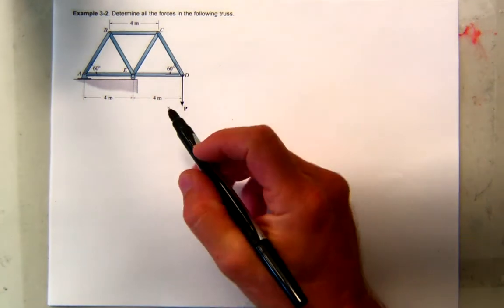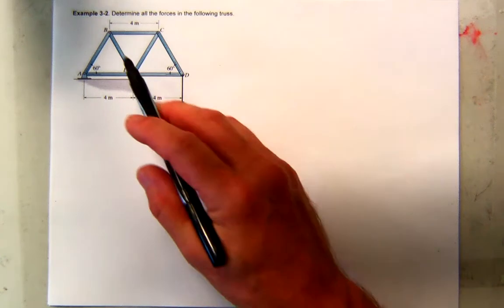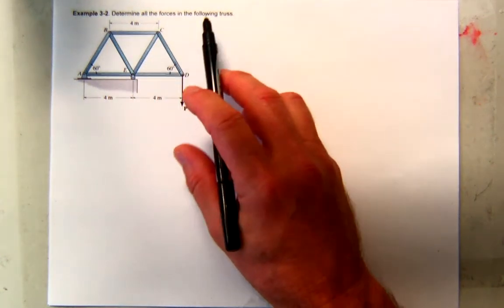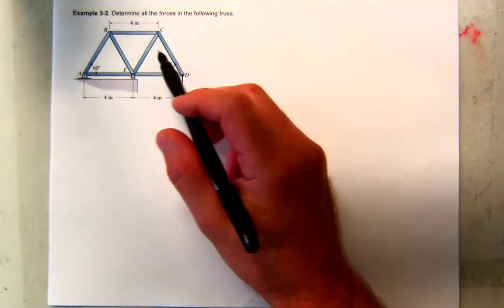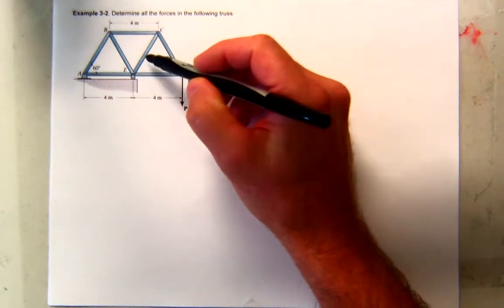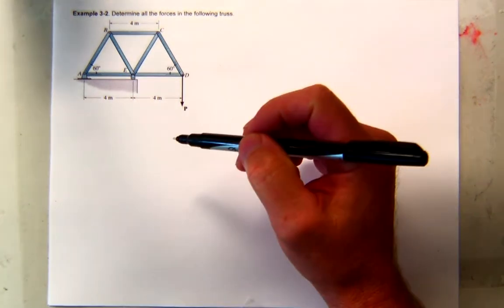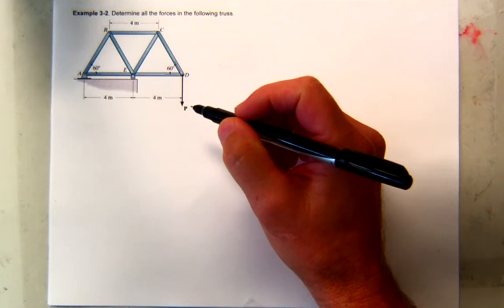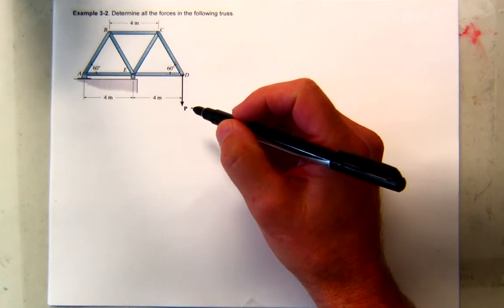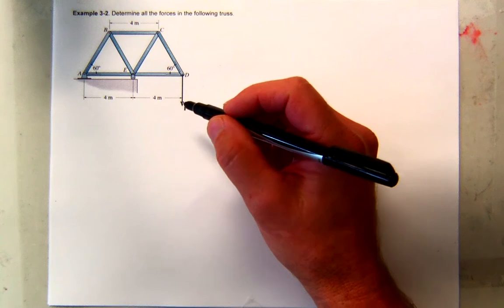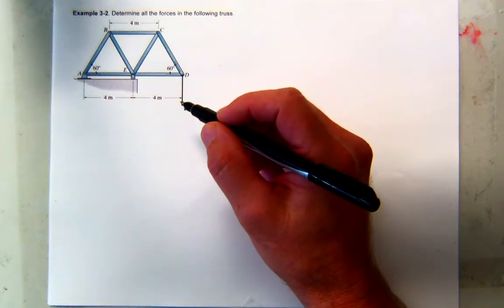Okay, so the objective of this problem is to determine all the forces in the truss. We can count them up: 1, 2, 3, 4, 5, 6, 7 unknowns. So we have to write at least 7 equations, probably a few more. So what's the first step in our process, usually?